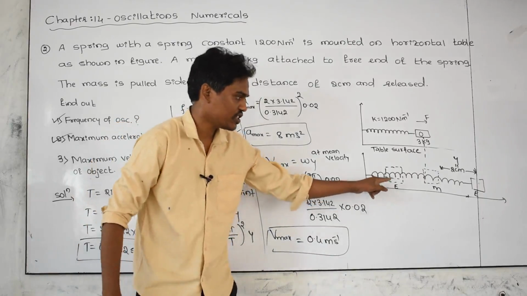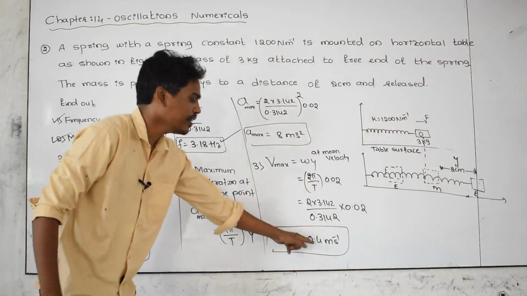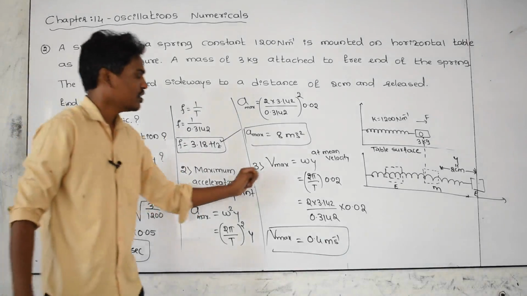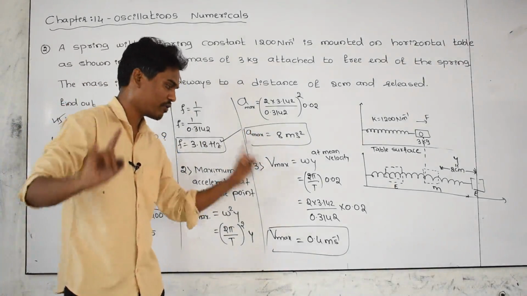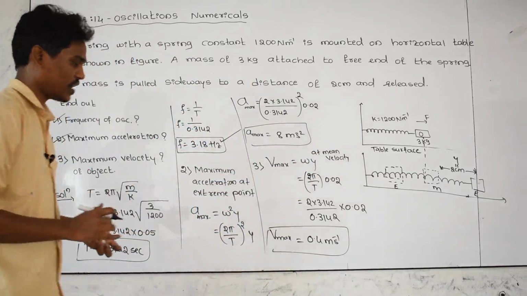At this point velocity is 0. At this point velocity is 0.4 meter per second. Please note down that acceleration is maximum only at the extreme point and velocity is maximum only at the mean point. Note this down, and this is the answer.